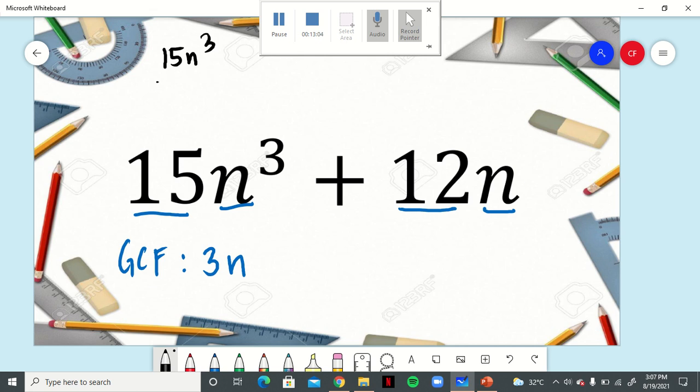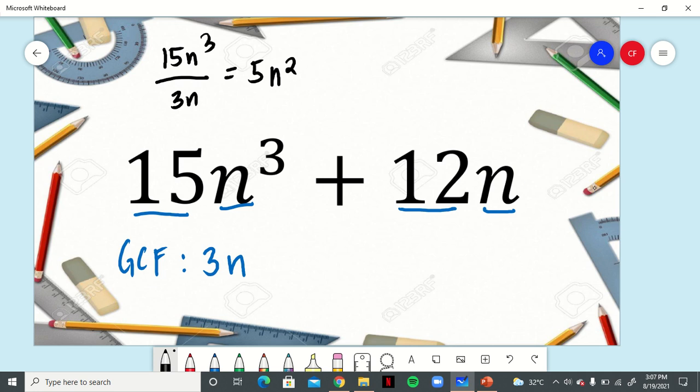15n cubed divided by the GCF. Again, dinidivide ko yung dalawang term na to dito sa GCF. Again, 15 divided by 3, 5. Okay? And n cubed divided by n, n squared. Next, 12n divided by 3n. So 12 divided by 3 is 4, n divided by n is 1. So 4 na lang yung matitira.